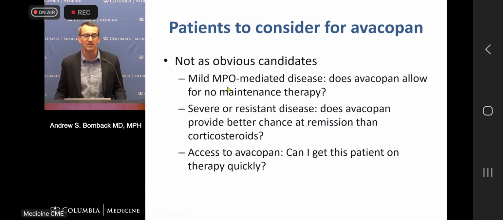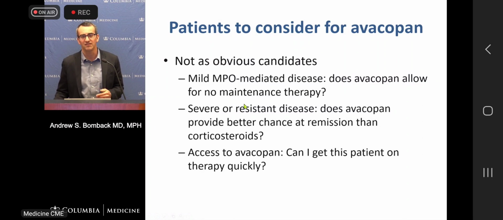There's data from the ADVOCATE study. I'm very heavily considering this, but it's not as obvious as the previous candidates that I talked about. But if I have someone with very mild disease and I can get that MPO to go negative within 6 months and they're on avacopan, I may think about not using maintenance therapy.